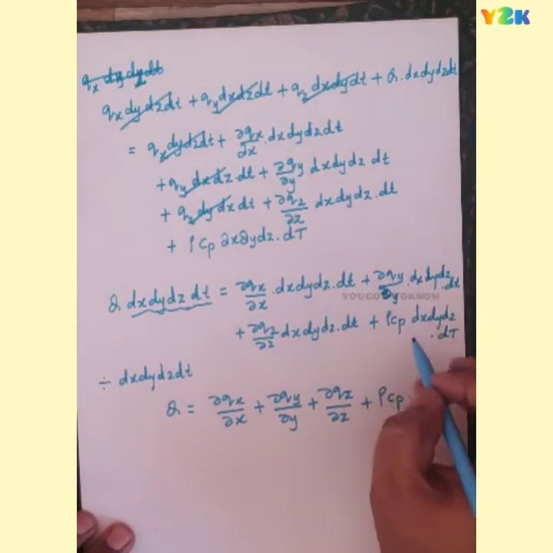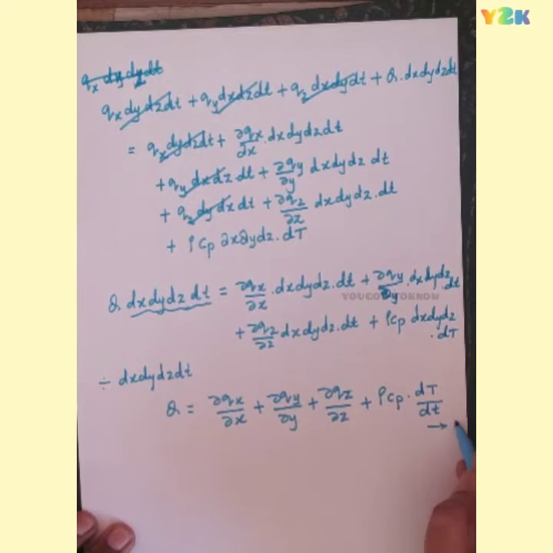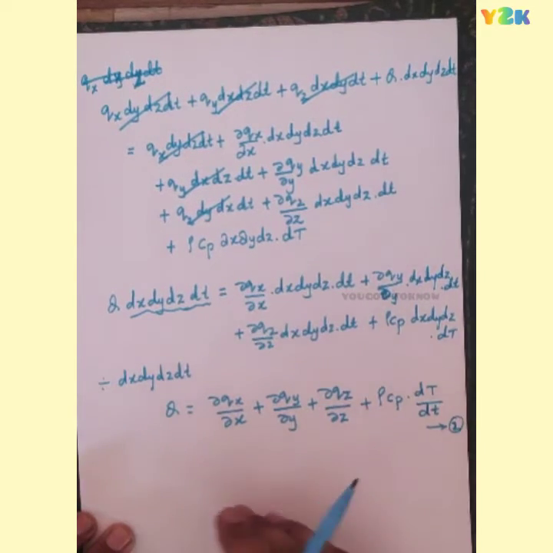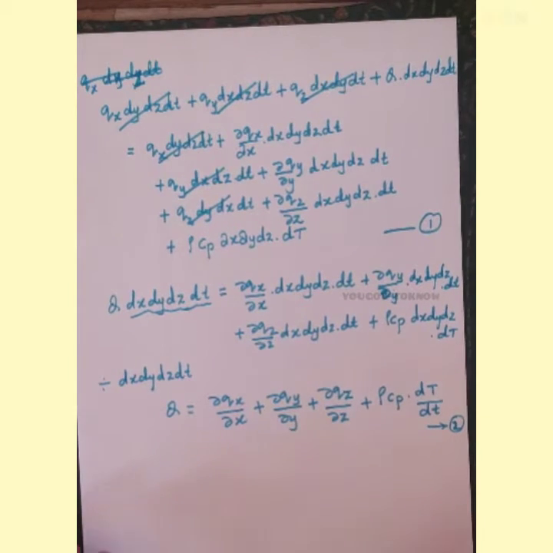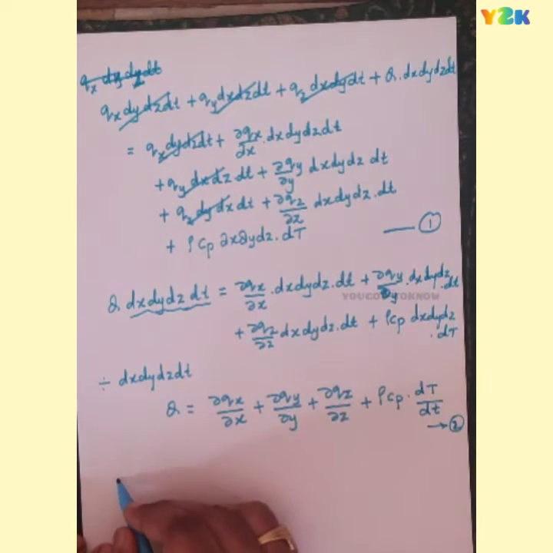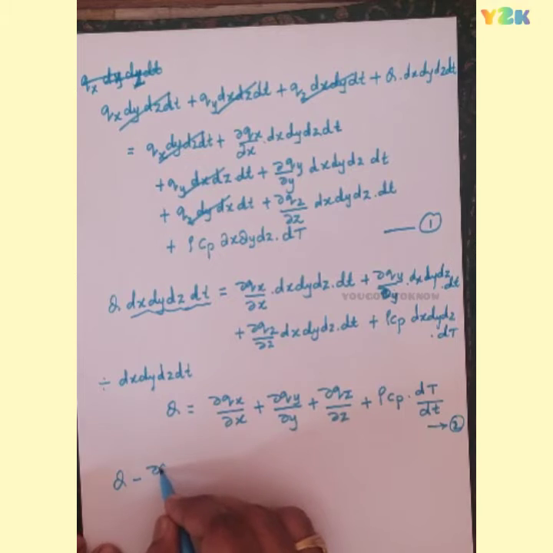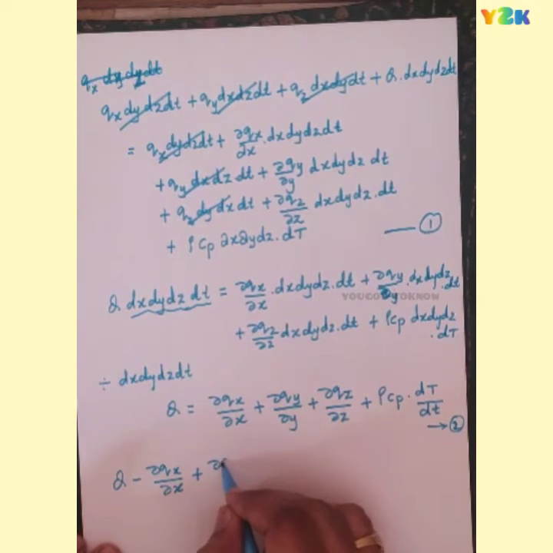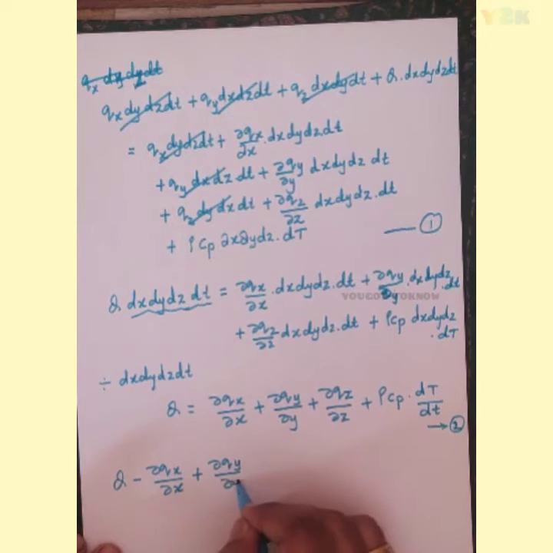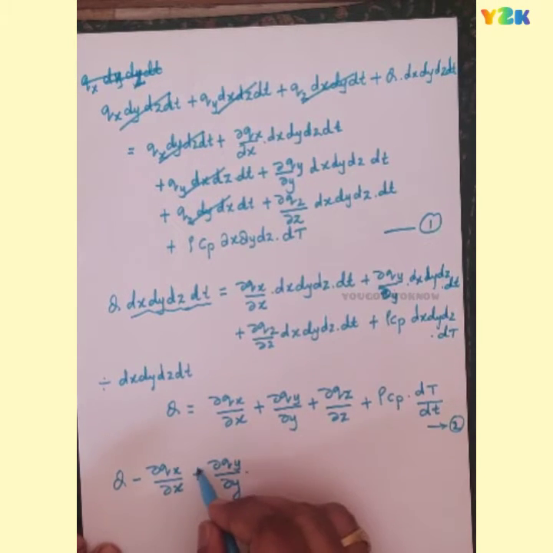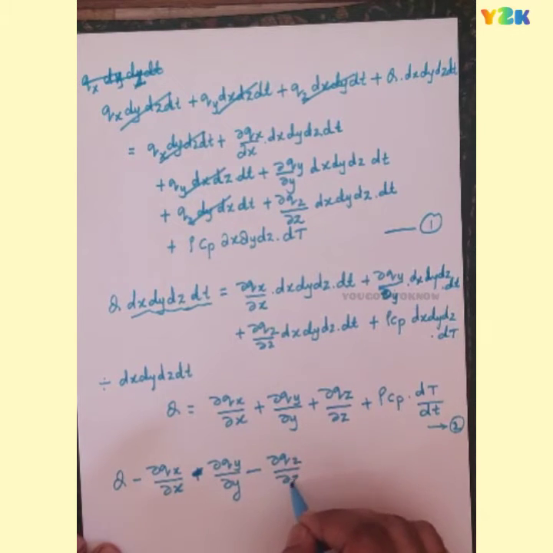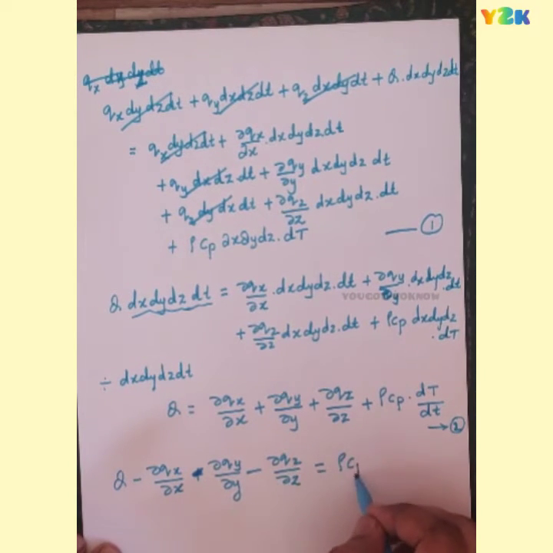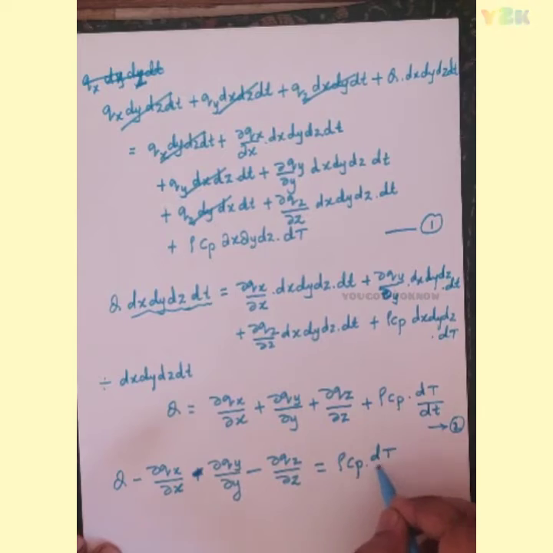Take this as your equation number 1. Okay, the whole equation is equation number 1. Now, what is the next step? Bring all the terms to this side. That is q minus ∂qx/∂x plus ∂qy/∂y plus, sorry, this is minus, minus ∂qz/∂z equals rho cp into dT by dt.